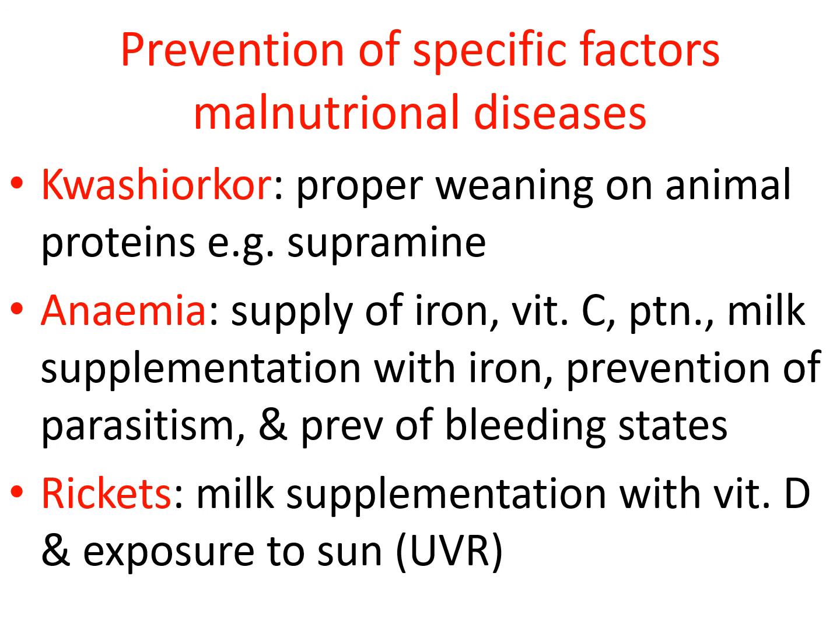For kwashiorkor, proper weaning on animal proteins. For anemia, supply of iron, vitamin C, and protein, milk supplementation with iron, prevention of parasitism, and prevention of bleeding states. For rickets, milk supplementation with vitamin D and exposure to sun.